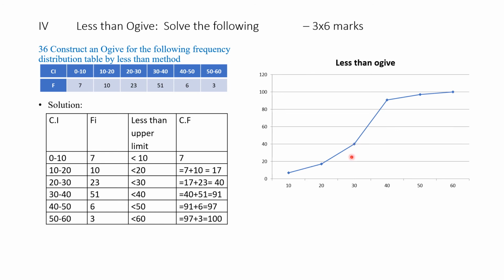Less than 40 is 91. This point is 91. Less than 50 is 97. This is 97. Less than 60 is 100. So you join all the points 1, 2, 3, 4, 5, 6. All the points you join, you will get the graph of the less than Ogive. This is the construction of the Ogive for the given frequency distribution by the less than method.